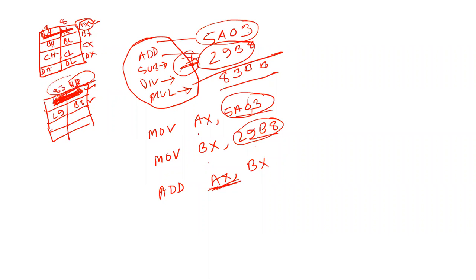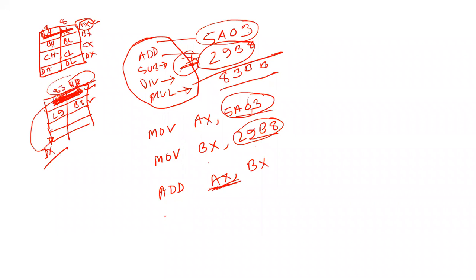All the transfer positions are on the left side, not the right side. Right to left side transfer. Suppose this result is transferred to another register. Now this result is transferred to the DX register.